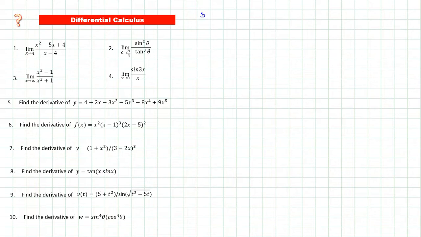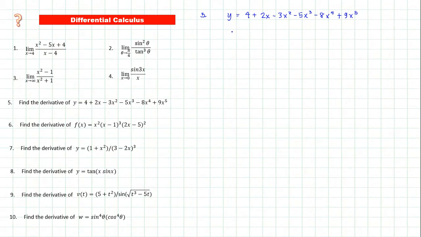So sa number 5, finding the derivative ng polynomial or ng algebraic functions, napakadali niyan, no? Dahil power formula lang yan. Okay? So we have the function y is equal to 4 plus 2x minus 3x squared minus 5x cubed minus 8x to the fourth plus 9x to the fifth, of course.